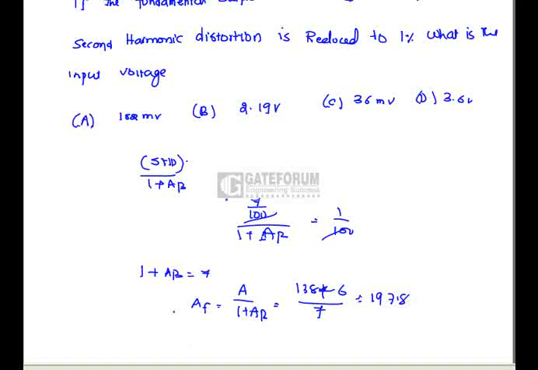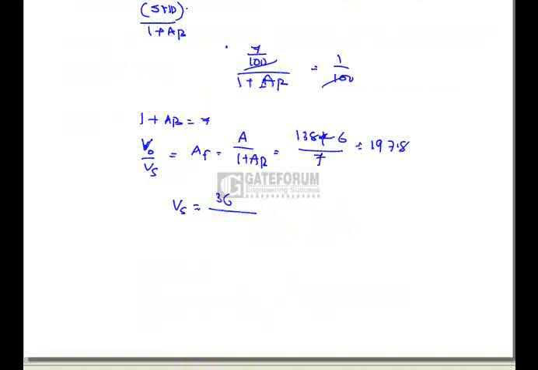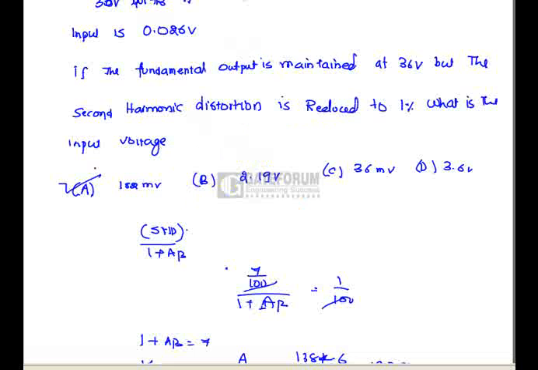That equals 197.8. Here we know that this is V0 by Vs. We know V0 is 36 volts, so Vs is 36 divided by AF, which equals 182 millivolts. Hence option A is correct.